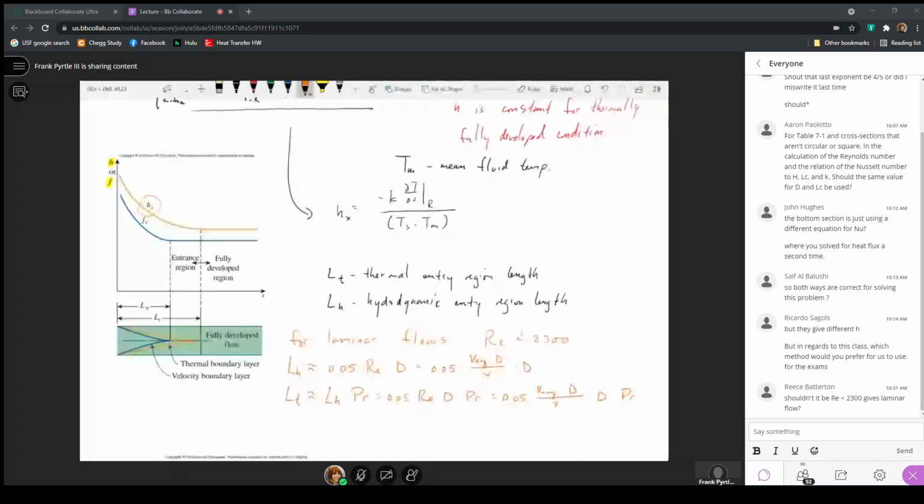So here we can look and see that if the Prandtl number is less than 1, it says that the thermal entry region length will be shorter than the hydrodynamic entry region length. If the Prandtl number is 1, the thermal entry region length and the hydrodynamic entry region length will be exactly the same. If the Prandtl number is greater than 1, the thermal entry region length will be longer than the hydrodynamic entry region length.